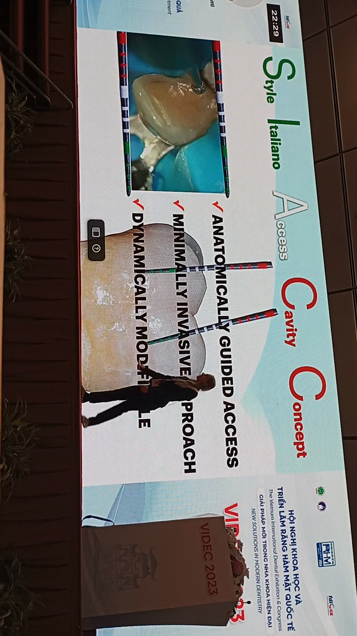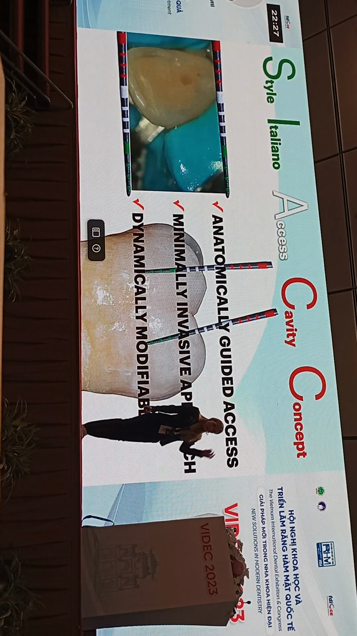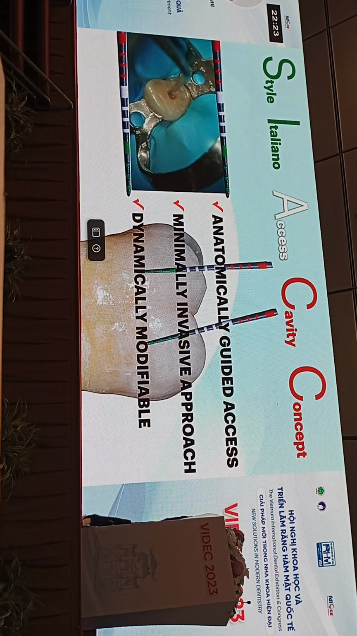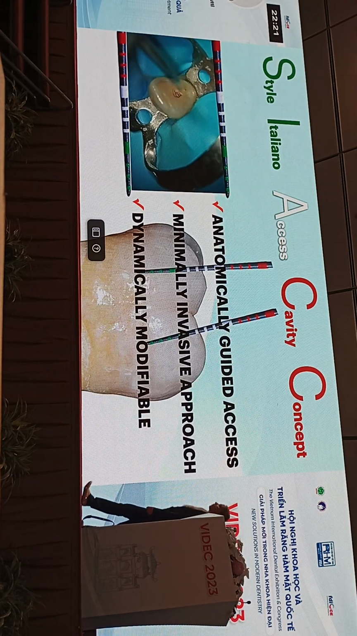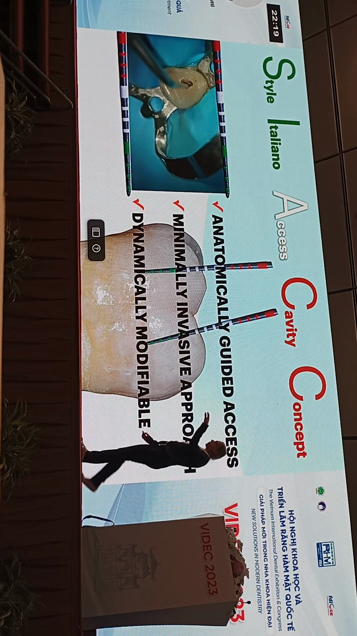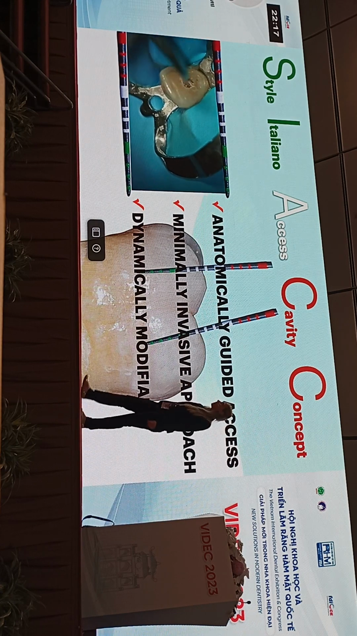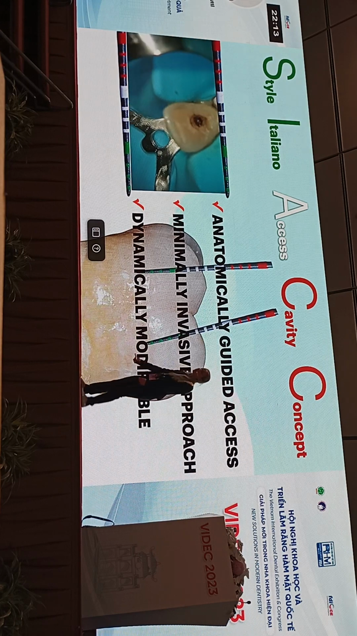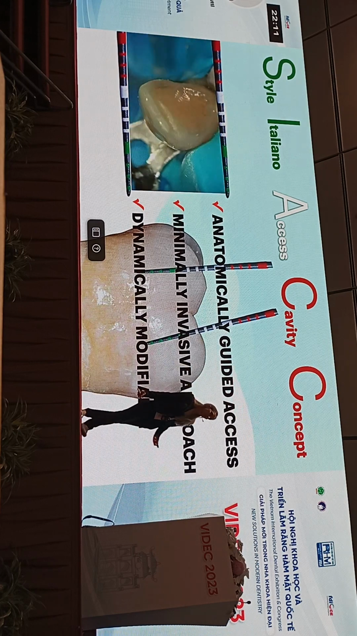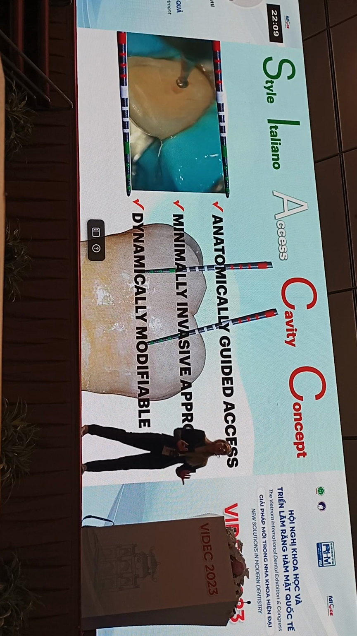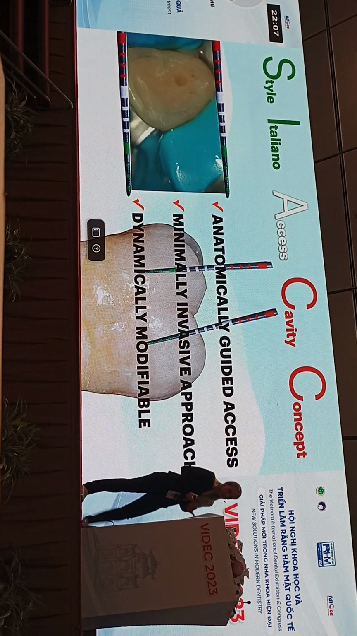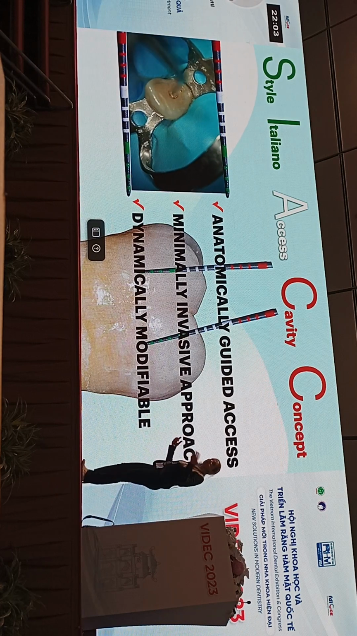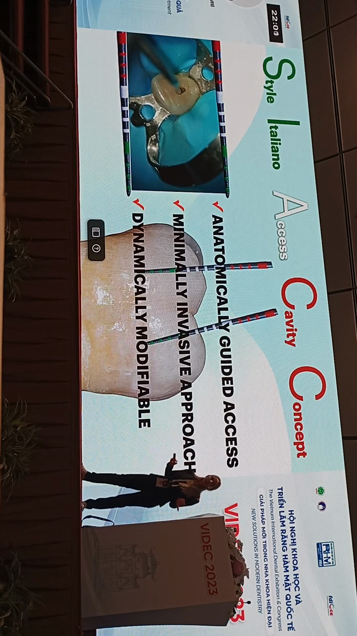How do we do the access? We start with a small cavity done with a diamond-coated burr, and now we take the ultrasonics and we design the limits of the cavity. And since we have to make the cavity serve us, if the anatomy requires us to extend the cavity, we extend the cavity.